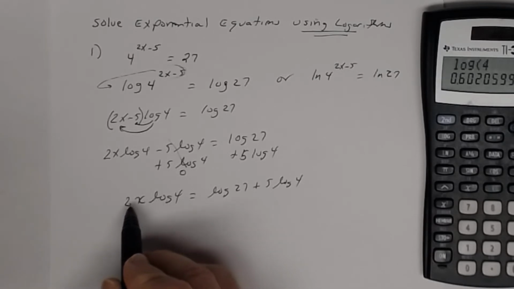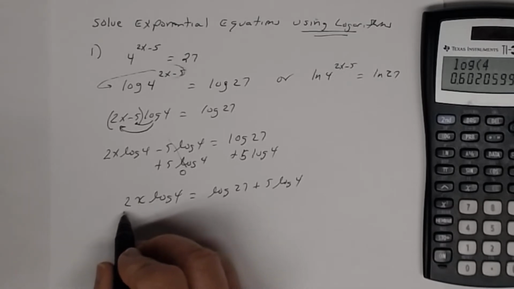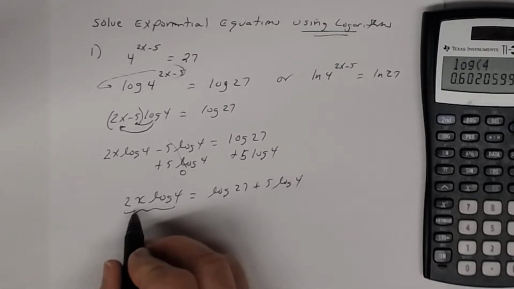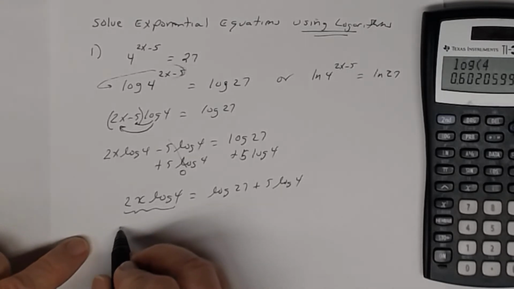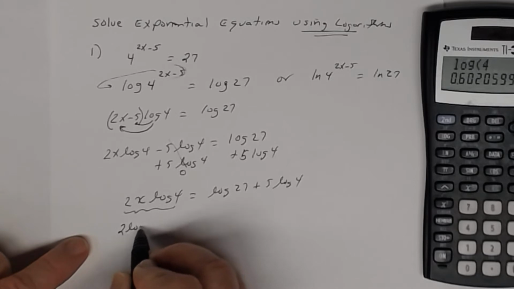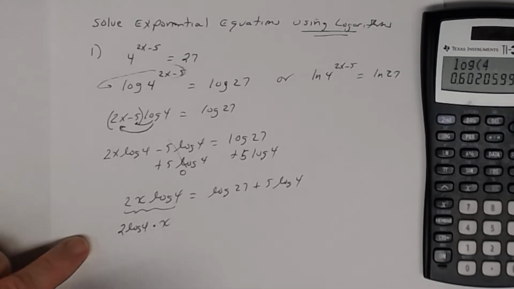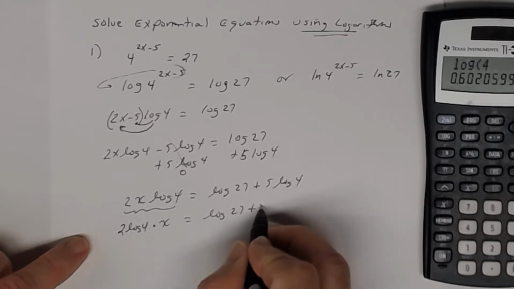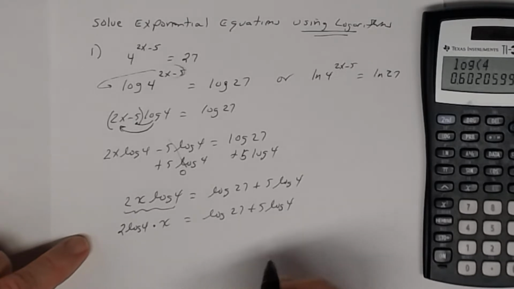Now notice that this is all product right here. These are all factors. Remember, multiplication is commutative; the order in which you multiply does not matter. So I just want to show you something, and you don't have to do this, but I want you to realize that I can rewrite this as 2 times the log of 4 times x, and that's going to equal the log of 27 plus 5 times the log of 4.